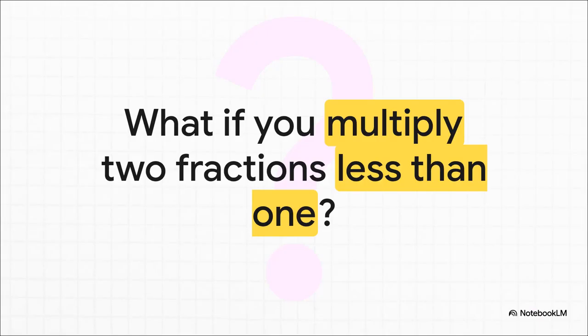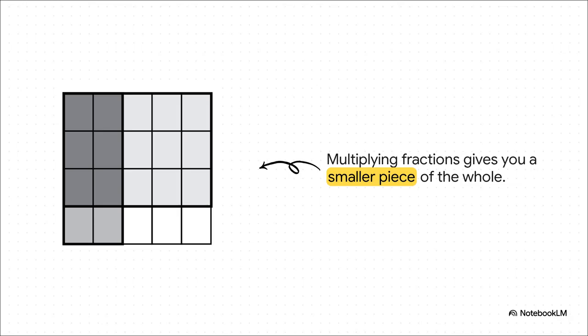Okay, quick question for you. Ever since you first learned multiplication, you've probably assumed that multiplying two numbers always makes things bigger, right? 5 times 4 is 20, makes sense. But what happens when you multiply two fractions that are both less than 1? Does the number still get bigger? Well, actually, no way. This absolutely brilliant area model proves it.